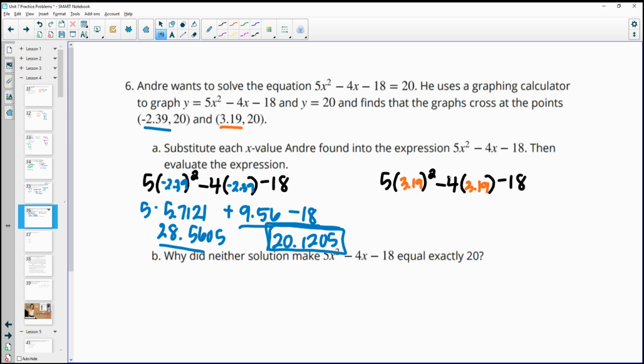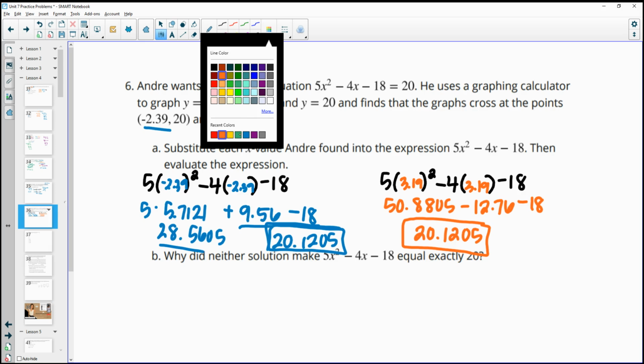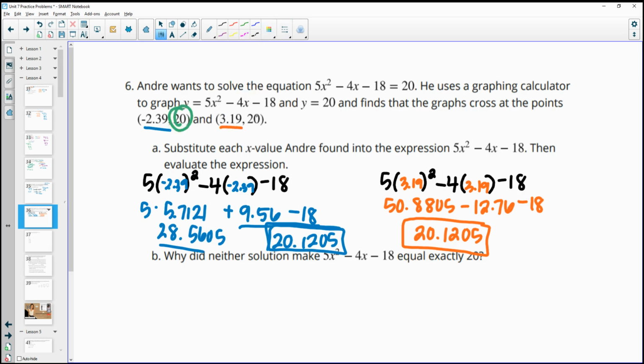and then you can type this into your calculator. This first part, you'll square the 3.19 and then multiply it by 5. You should get 50.8805. And then negative 4 times 3.19 would give you negative 12.76. And you have that negative 18. And so when you simplify that or combine that all together, you again get 20.1205. So why did neither solution equal out to exactly 20 here?